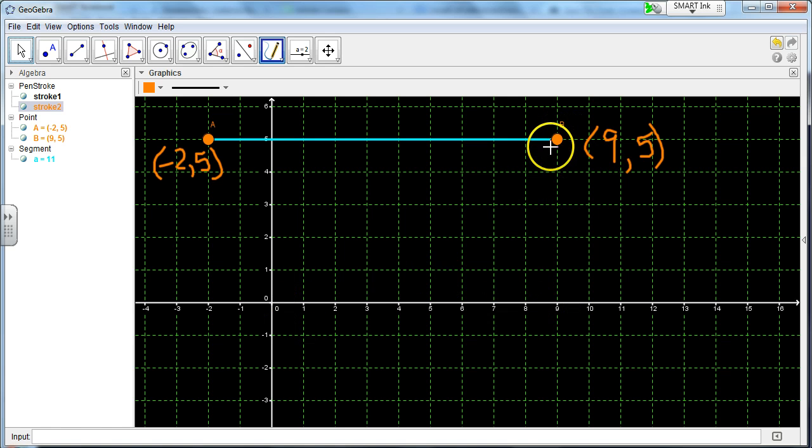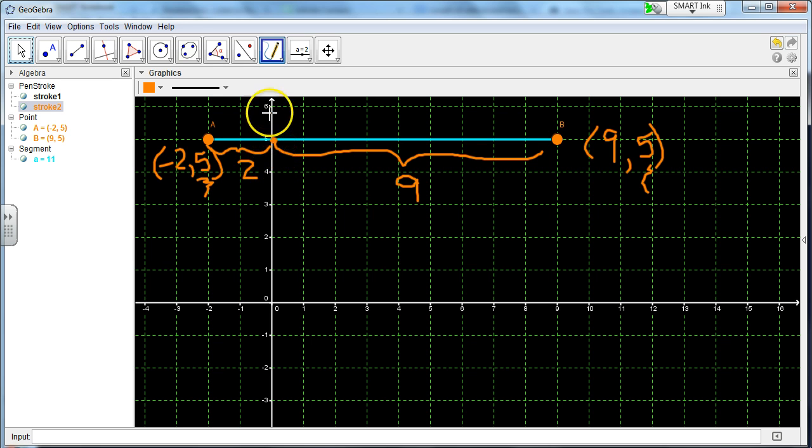So there's B. So now when you look at this, because this is a horizontal line, notice that our y coordinates are going to be the same, and they're always going to be the same for a horizontal line. But the x coordinates tell us length. Well, if we look at the y-axis here, from the y-axis over to this endpoint B, there's a distance of 9 units, right? And if we look at this part over here, there's a distance of 2 units.